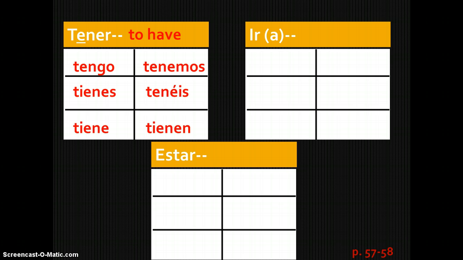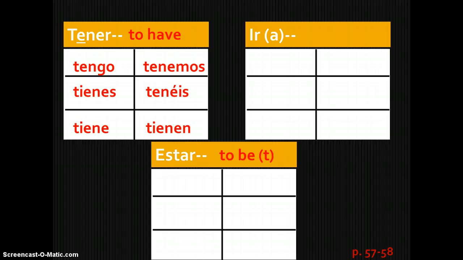A reminder about stem changers. You don't stem change the nosotros or the vosotros. And remember that we use this verb to have. We also used it with age. And we'll talk about more uses of that verb in the next few days.